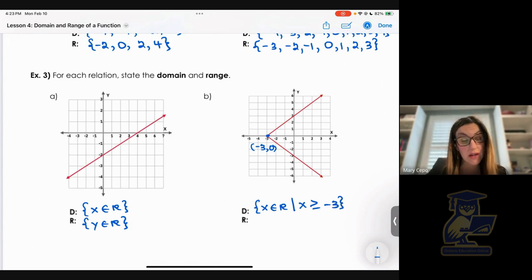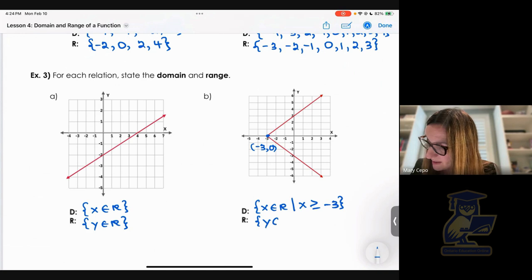Right? Y, on the other hand, doesn't have a restriction. Y just keeps going, keeps going, keeps going. So for that, we can say Y is an element of real.